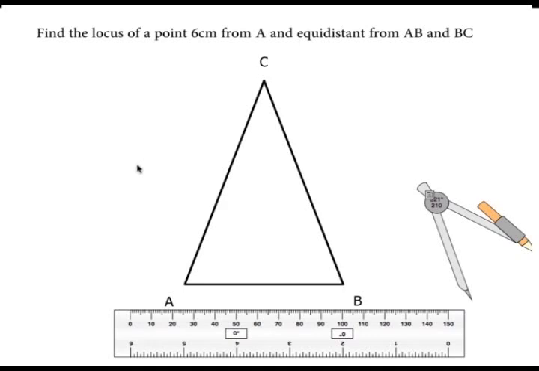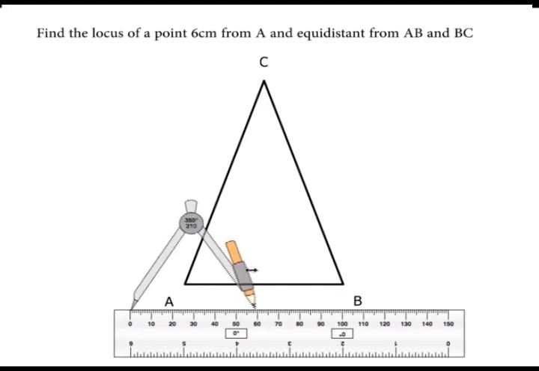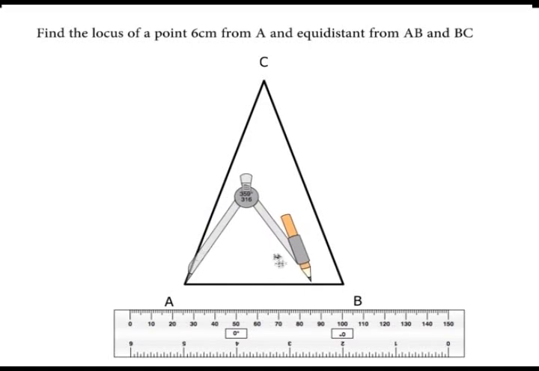First condition, 6 centimeters from A. We've said the locus of a point at a fixed distance from another point is a circle. So, we measure 6 centimeters and then we draw the circle.